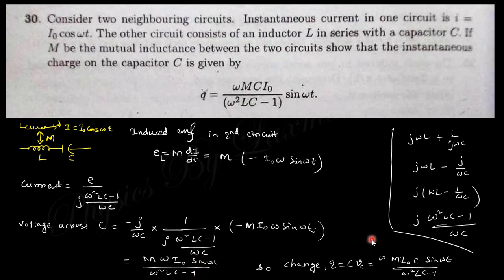So the charge is nothing but Q equals CV. Here C is the capacitance and the voltage will be this one. So put this value and you will get this answer. I think this is clear. If there is any doubt, you must comment in the comment box. This is the induced EMF across this L. After getting that, you will get this current, that is the EMF divided by the equivalent impedance of the circuit. So the current into the impedance of this capacitor gives the voltage across the capacitor. After getting the voltage across the capacitor, you will get the charge of this capacitor, Q equals CV.